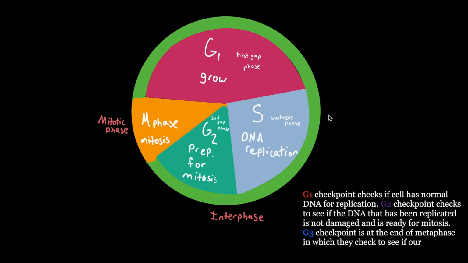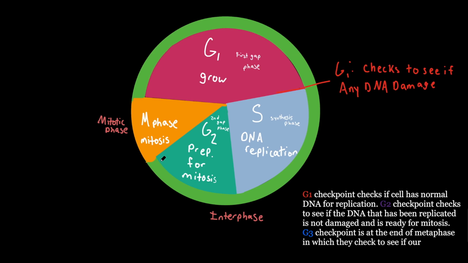Within the cell cycle we have different checkpoints. These checkpoints are here to check if the cell is growing properly, dividing properly, etc. The first one is known as our G1 checkpoint, and it checks if the cell is normal enough for DNA replication.